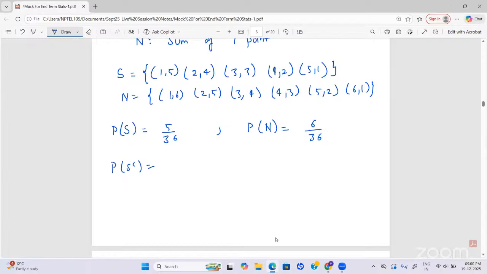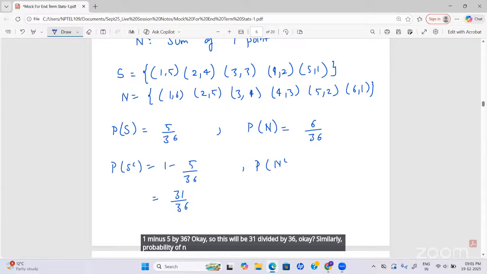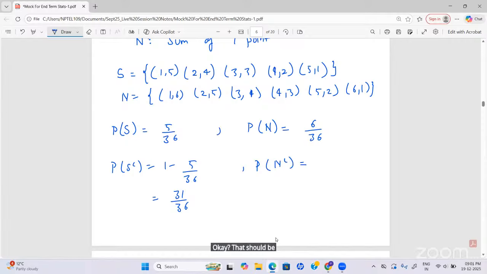So what will be the probability for S complement? 1 minus 5 by 36? Yes, ma'am. So this will be 31 divided by 36. Similarly, probability of N complement should be 1 minus 6 by 36, which will be 30 by 36.